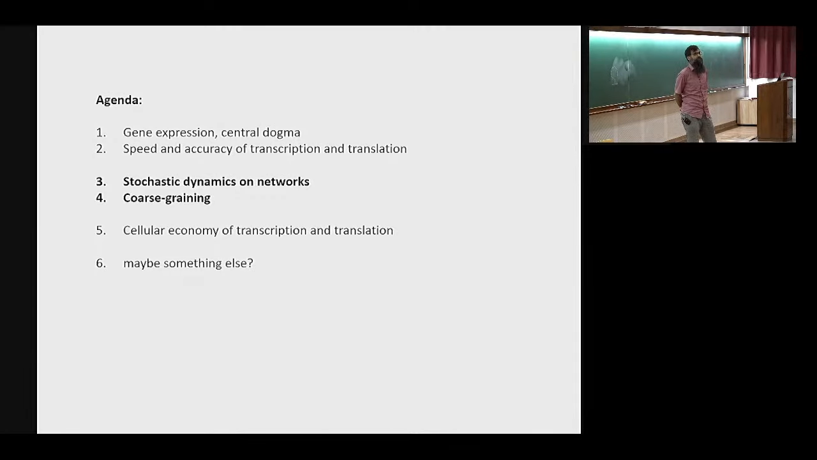What I want to do today is maybe a bit more general and also a bit more abstract. And I want to talk about a general approach to stochastic dynamics on networks, because that's, from a theoretical point of view, what these things are that we discussed yesterday. These were simple examples for networks where we have some stochastic dynamics going on. And then in the last part of today's lecture, I will talk a little bit about coarse graining.